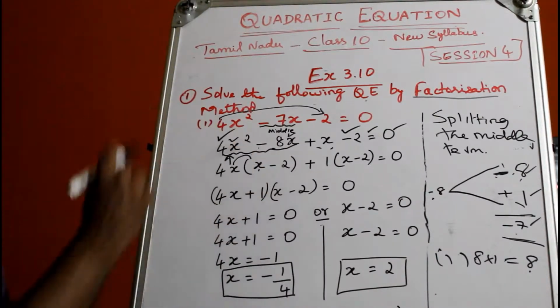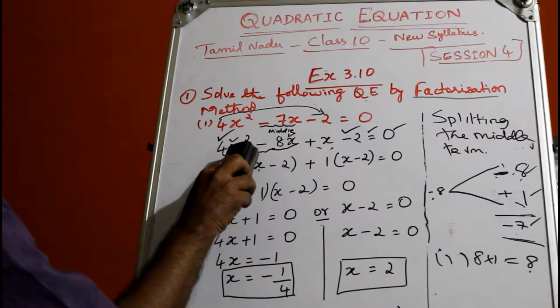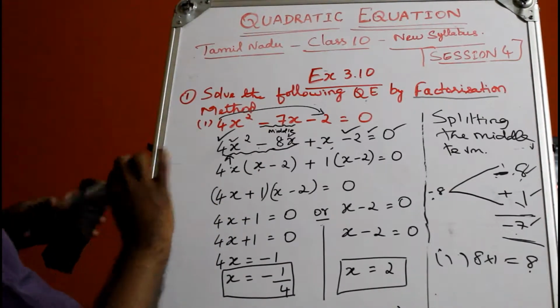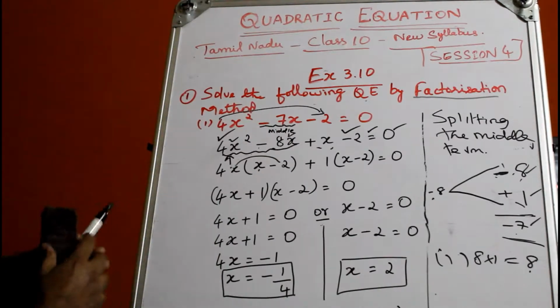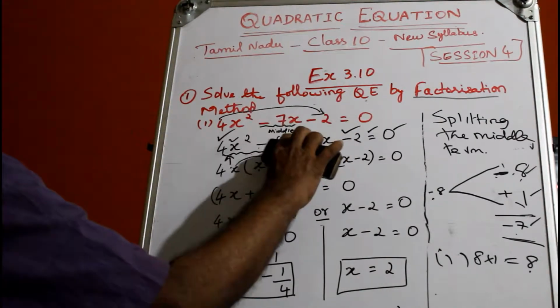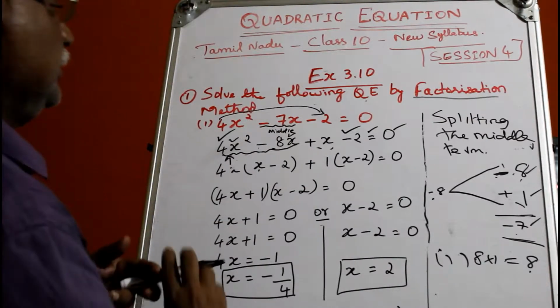4x into x is what? 4x square. Okay. And then you put the minus 2 also. You can check it. 4x into minus 2 is minus 8x. So 4x you take out, you get x minus 2 inside. Coming to the next two numbers.